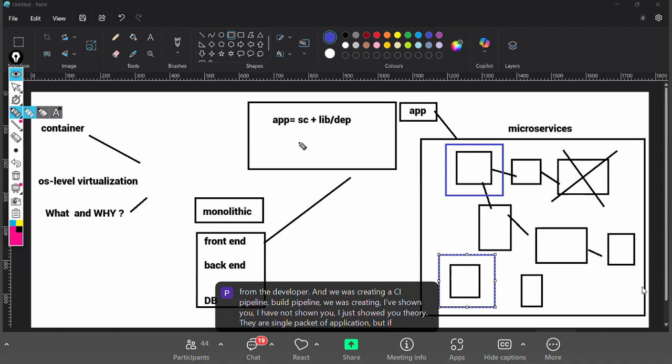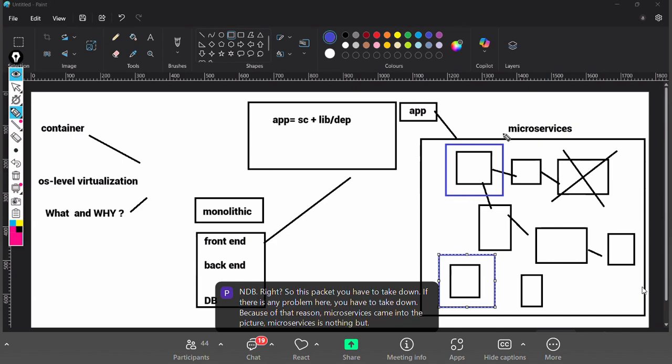But if that single packet of application has any problem, you have to take down the entire application. You have to open that packet. Think. Single packet means you have to open. What is a single packet? Single packet of front end, back end, and DB. Right? So this packet you have to take down if there is any problem here. Because of that reason, microservices came into the picture.